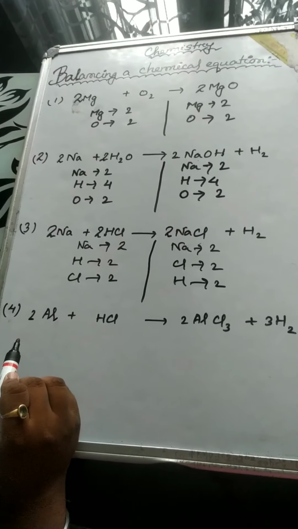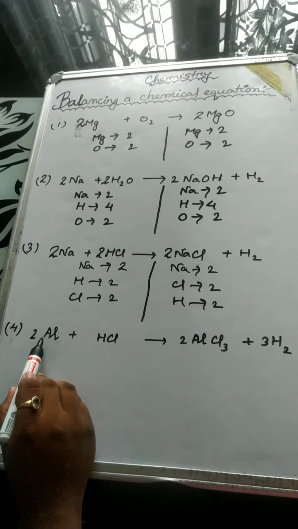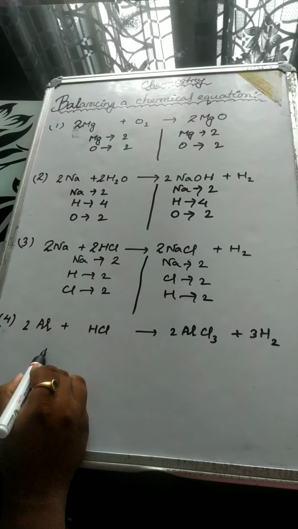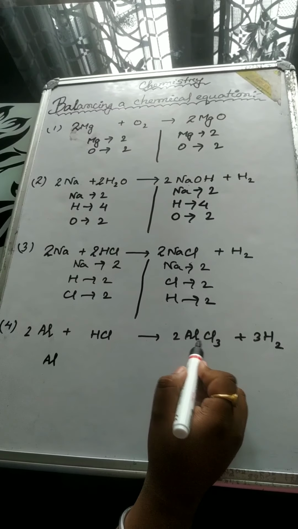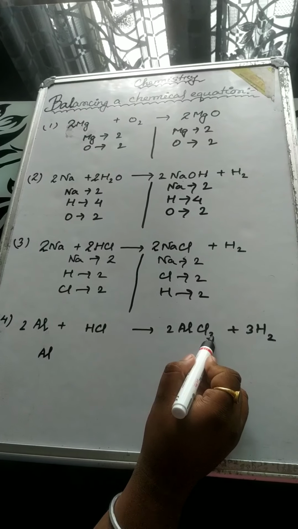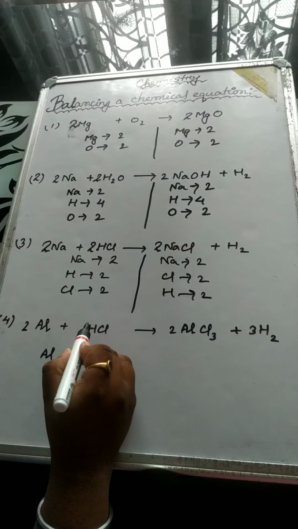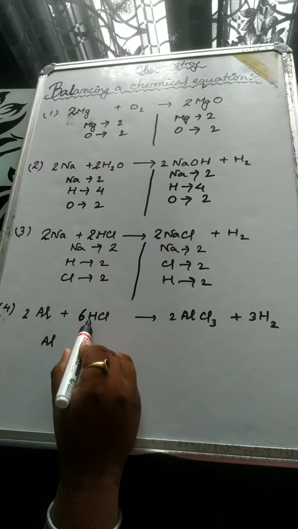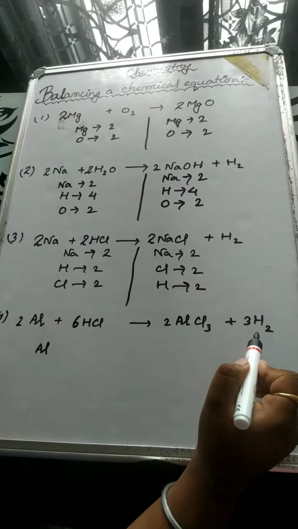So here you see again, in aluminium the total number of atoms is 2, and here also it is 2, definitely equal. But here the chlorine atoms are what? 2 threes are 6. Be careful, 2 threes are 6, so there are 6 chlorine atoms, and we definitely have to add a 6 here. That automatically makes 6 hydrogen atoms, right? So 3 twos are 6, so definitely all are balanced.